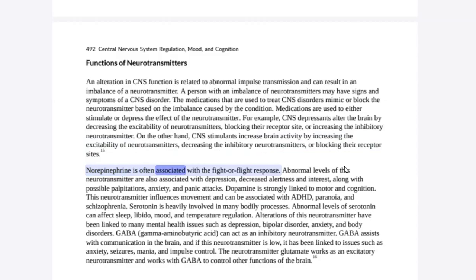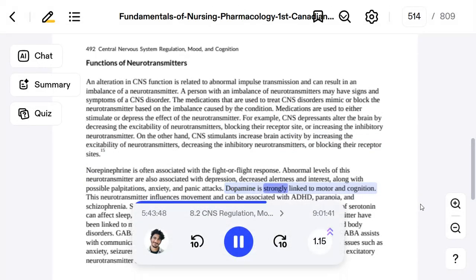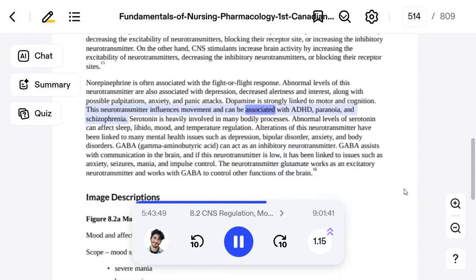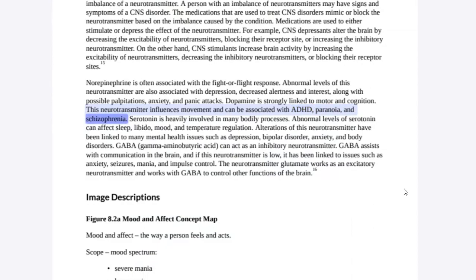Norepinephrine is often associated with the fight-or-flight response. Abnormal levels of this neurotransmitter are also associated with depression, decreased alertness and interest, along with possible palpitations, anxiety, and panic attacks. Dopamine is strongly linked to motor and cognition. This neurotransmitter influences movement and can be associated with ADHD, paranoia, and schizophrenia.